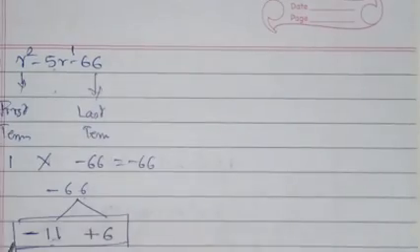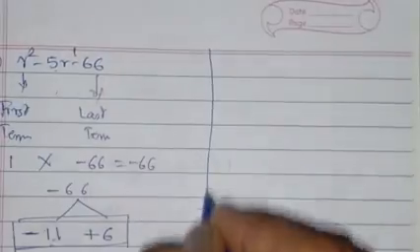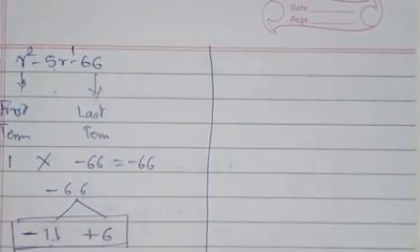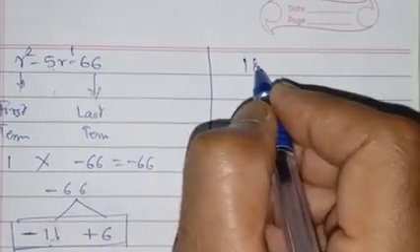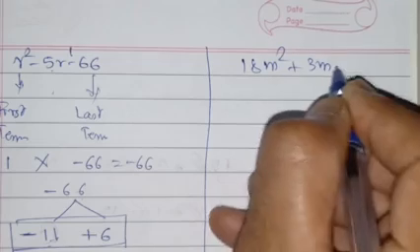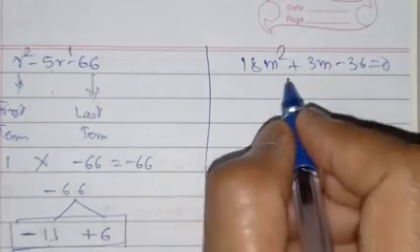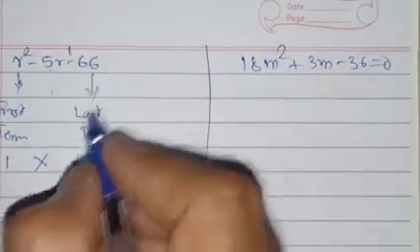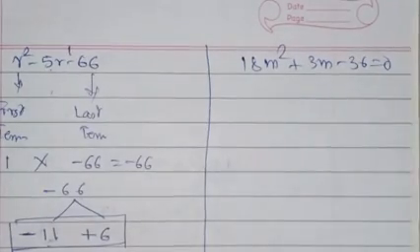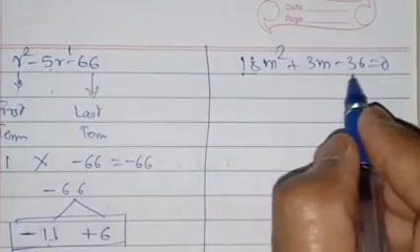Right, now we are going to try another sum. So this is comfortable for you. Let us try 18m square plus 3m minus 36 equal to 0. Right, so here we can say we can use the same method as for this sum, but to simplify, these are quite heavy or bigger terms.